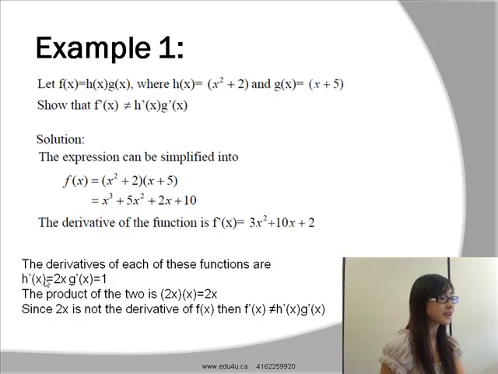The derivative of h of x is 2x and the derivative of g of x is 1. So if we have h prime x times g prime x, that's going to give us 2x. Obviously 2x does not equal this expression, therefore we say that the derivative of f of x does not equal the derivative of h of x times the derivative of g of x. So if this expression is not true, then what is the proper expression for the product rule?